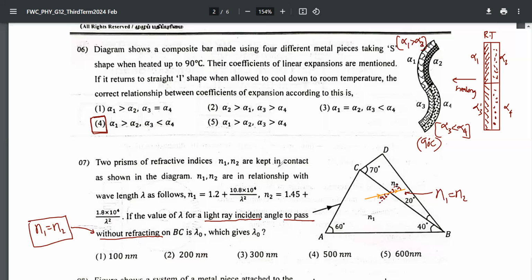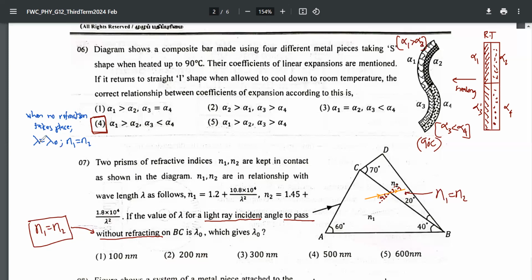I will try to build the argument this way. When no refraction takes place, what's the condition? They have said lambda is equal to lambda naught. The value of lambda when the light ray does not refract is lambda naught. And what is the other condition? N1 and N2 both should be equal.